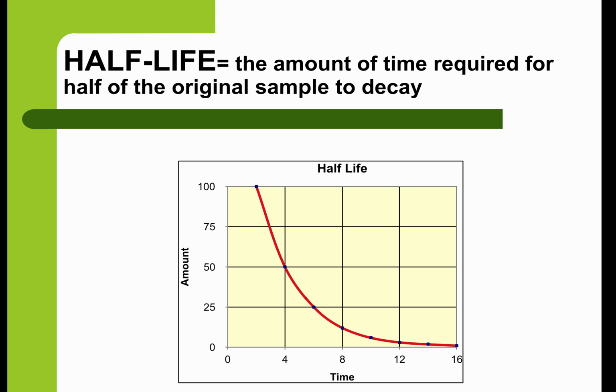Now for the next one, to go from 25 to half of that, which would be 12 and a half, you can see it takes another 2 seconds. So each successive time you just lose half of it. It doesn't go from half and then to 0. So this is going to be an exponential decay.